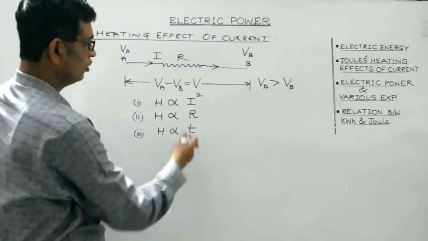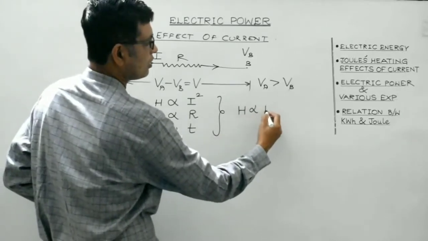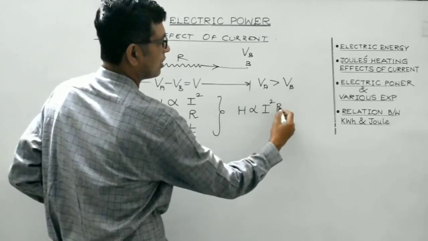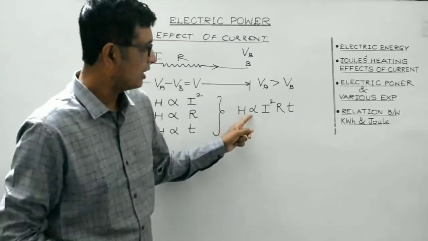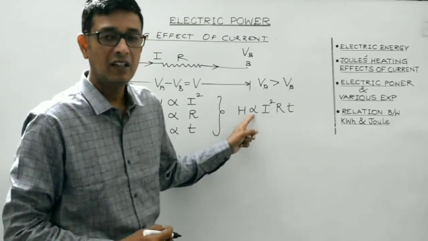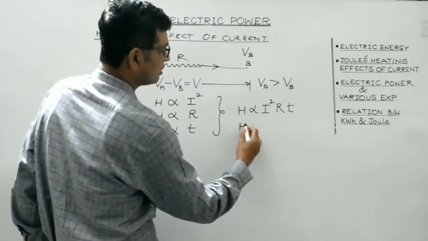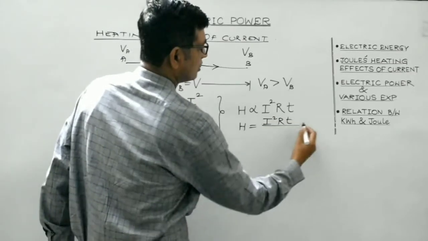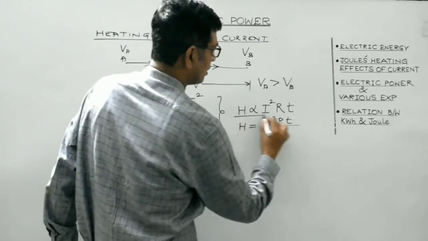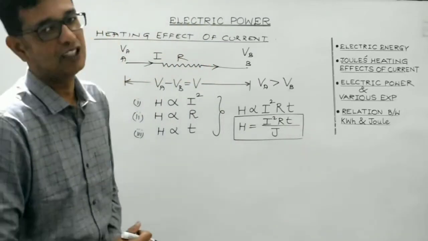So combining all the three, what we get is H is proportional to I square R T. Now we are aware that in order to eliminate this proportionality sign, we need to introduce some constant. Here the constant is 1 by J. This is J. J is a conversion factor known as Joule's mechanical equivalent of heat.